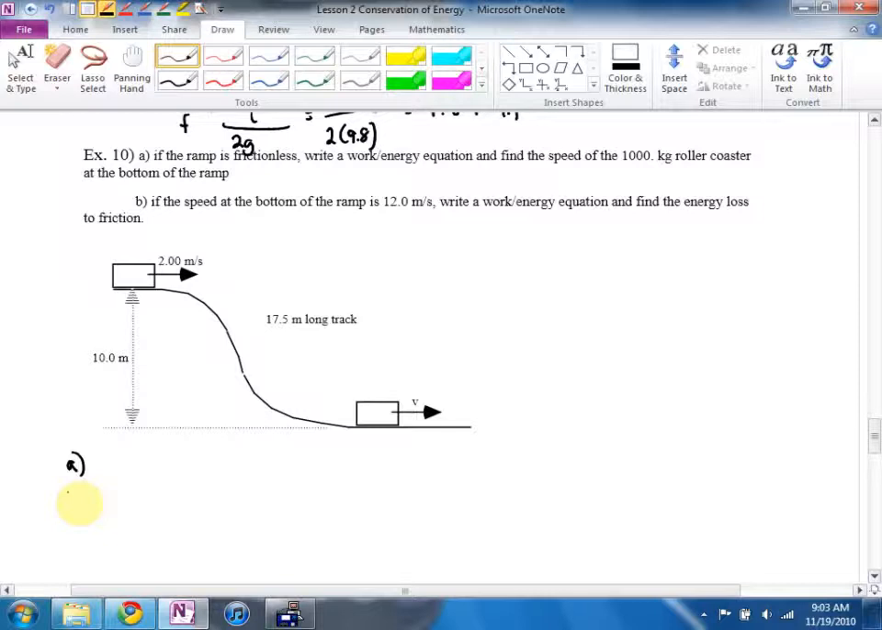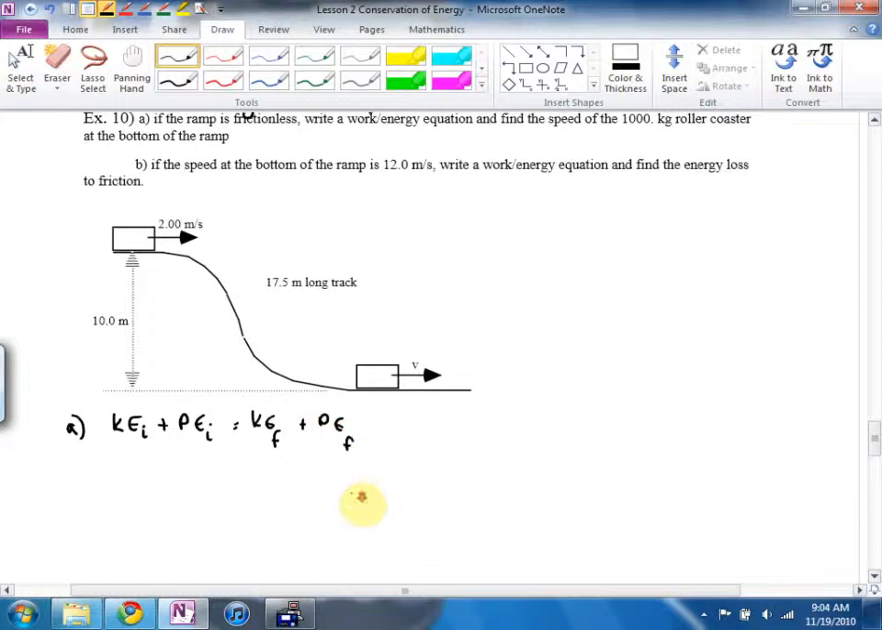And again, just one more time, so you all get the point. The fact that the track curves, because energy is a scalar, who cares? Don't worry about it. It says write a work energy equation. Kinetic energy initial plus potential energy initial equals kinetic energy final plus potential energy final. Plus heat? Oh, no friction.